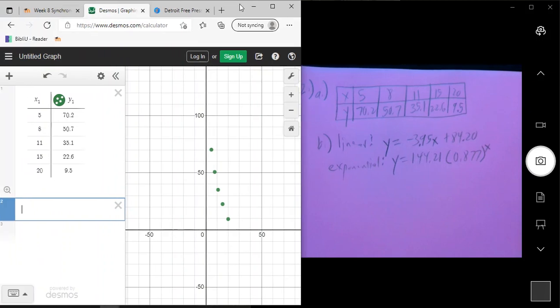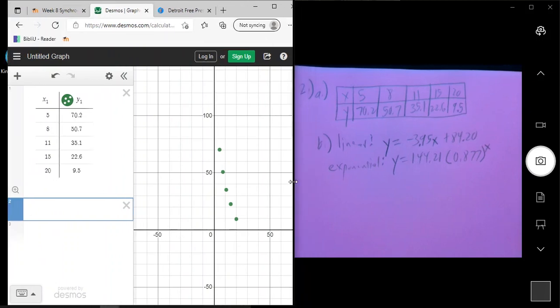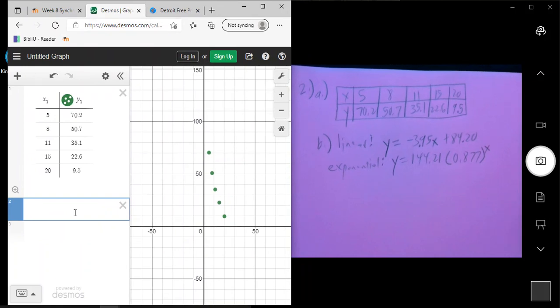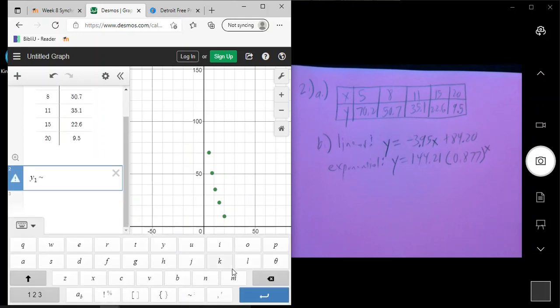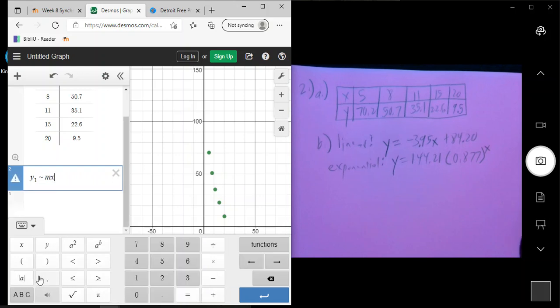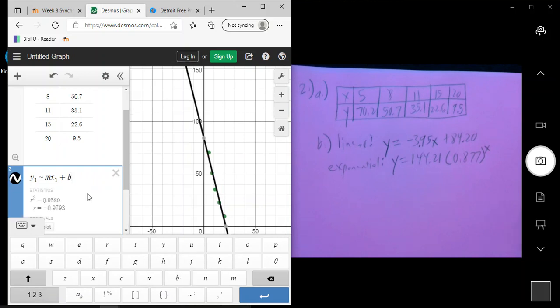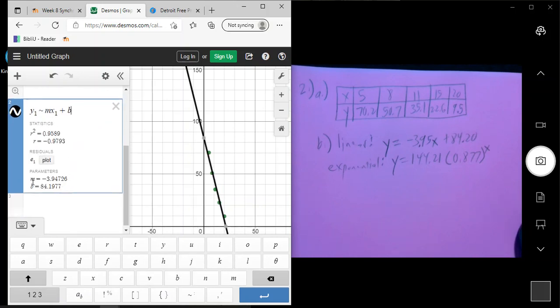All right, so we will go here. Let me move this over just a tad bit. Okay, so we would do y sub 1. We'll hit the keyboard, hit ABC, hit the tilde, and we'll do mx1 plus b. Now this gives us our linear. If you notice here, the slope is a negative. You notice here we rounded to 2 decimal places. It's a negative 3.95 x, and then plus 84.20. This is where we got our linear equation from.